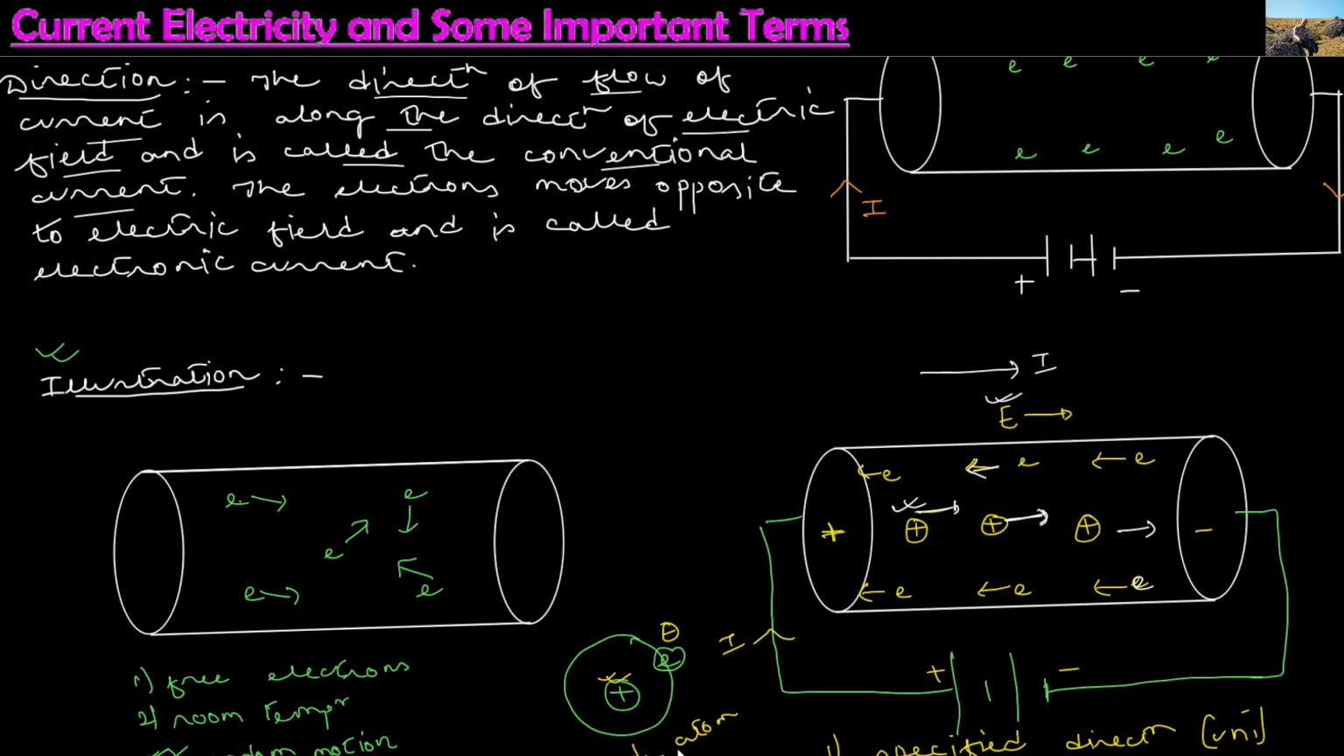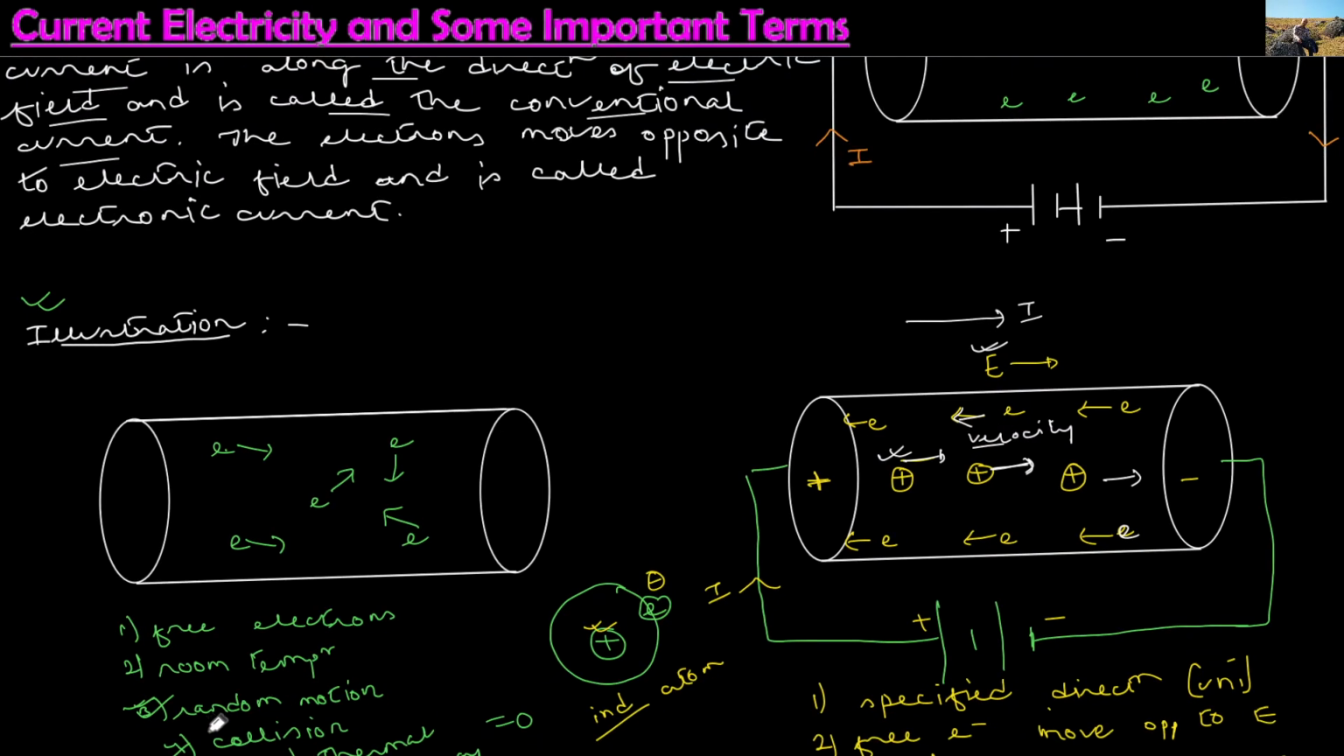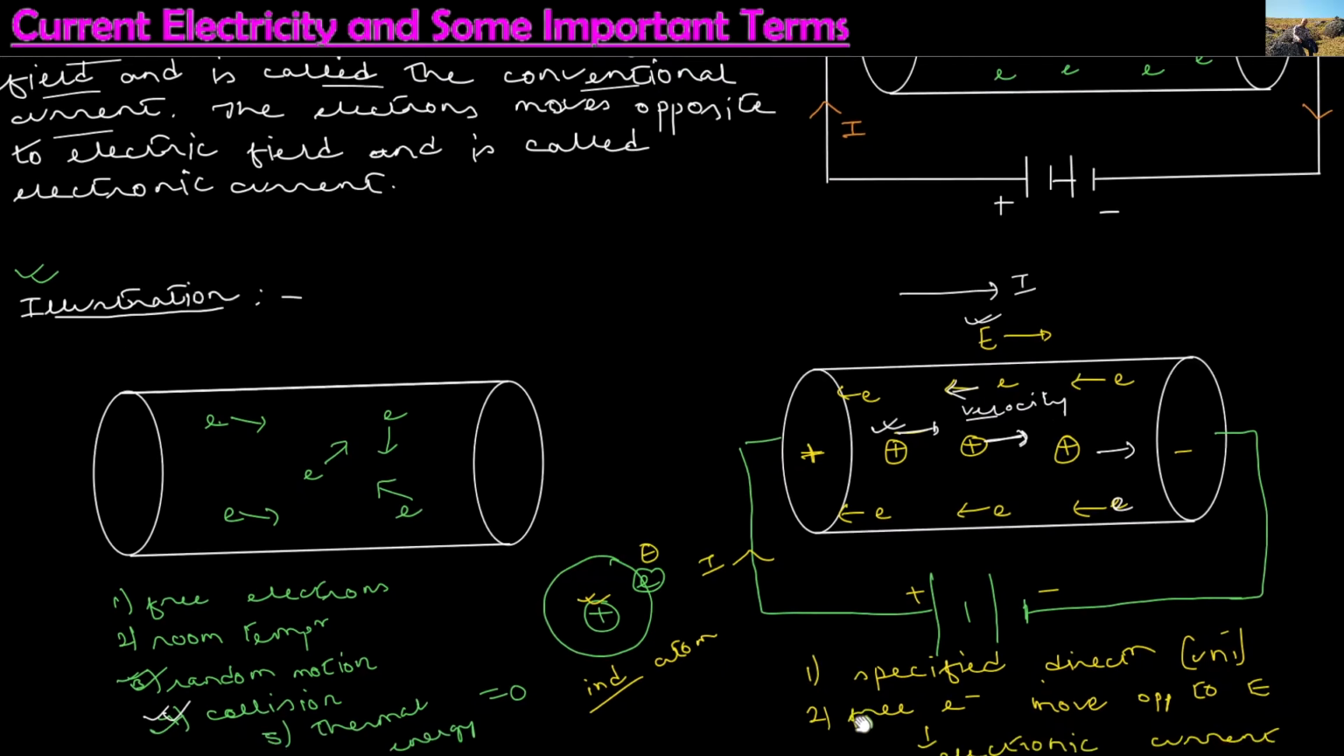Now, there are some terms relevant to the motion of these electrons. In physics, when we are dealing with motion, that means these electrons should have some velocity. And when they are moving, there will be some collision. We have written somewhere here that when they are in a state of motion, there will be some collision. Also, there will be some time for which the electrons will move from one end of the conductor to the other end of the conductor.